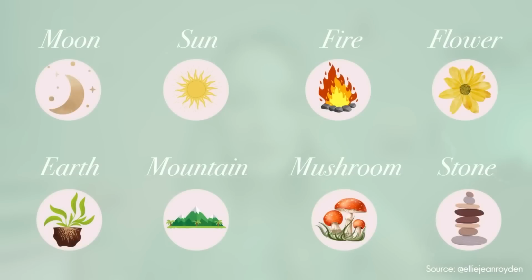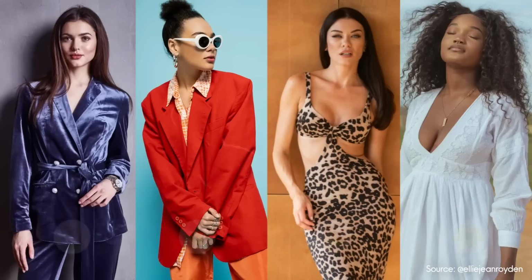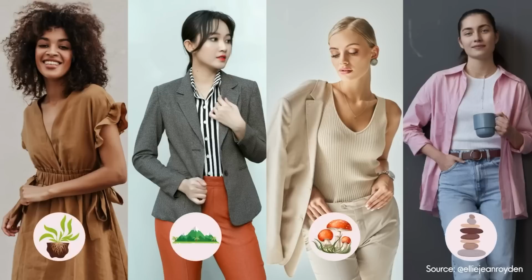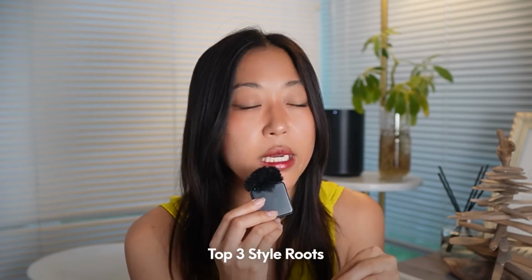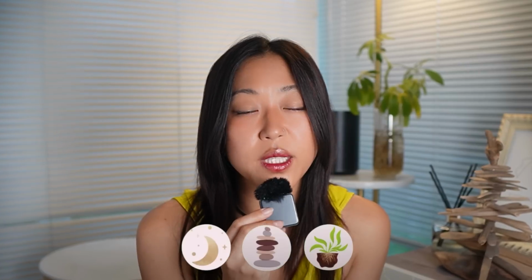Let's start with a brief overview in case some of you are not familiar with the system. So the Style Roots system is created and developed by Ellie-Jean Royden, who also runs her own YouTube channel, Body and Style, and she's also the author of the book, How to Dress Your Best. So the Style Roots system uses 8 sources of style inspirations, which are inspired by nature, and you can come up with different combinations of these 8 style roots to help define your own unique personal style. And the suggestion is to focus on the top 3 style roots and incorporate elements of each of these 3 roots into your outfits in order to add more dimension and depth to your style.